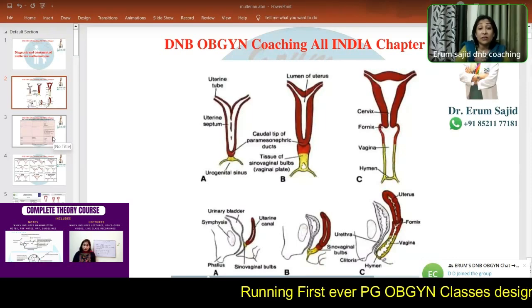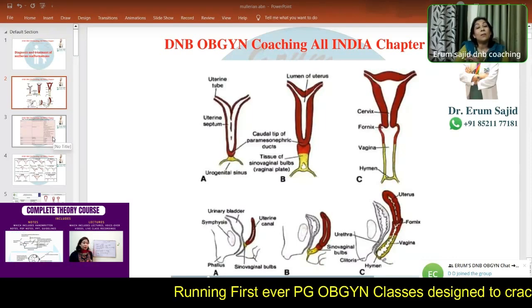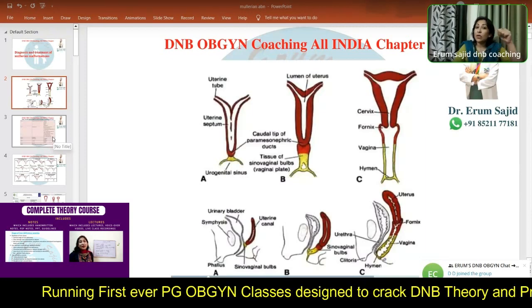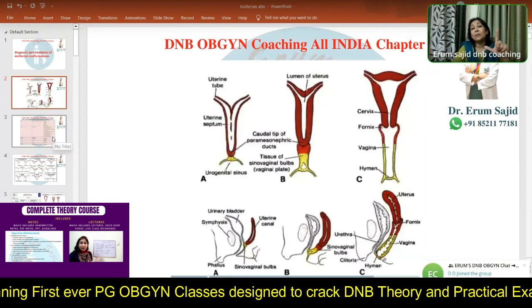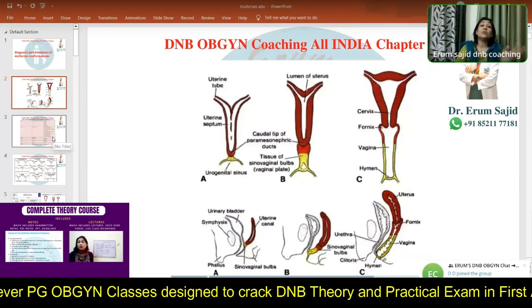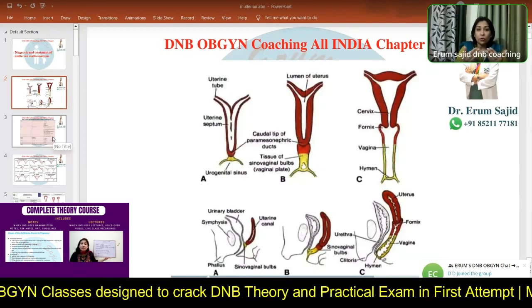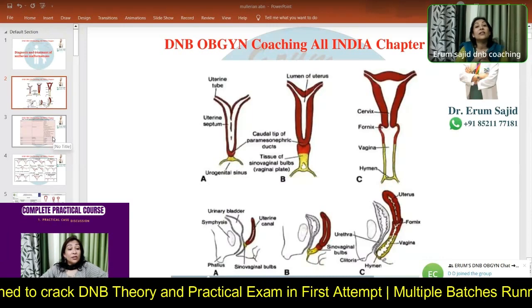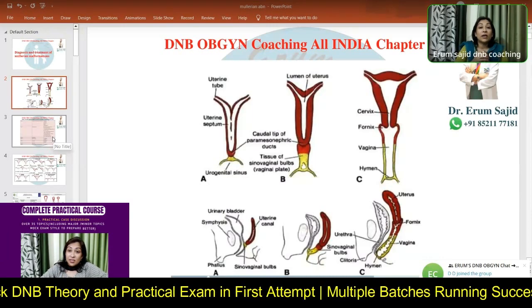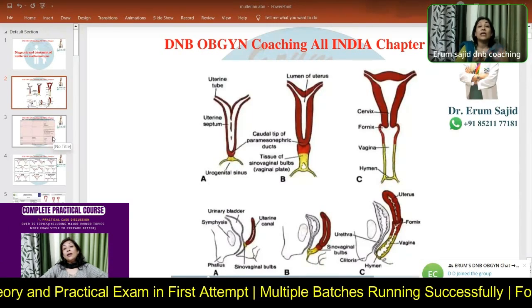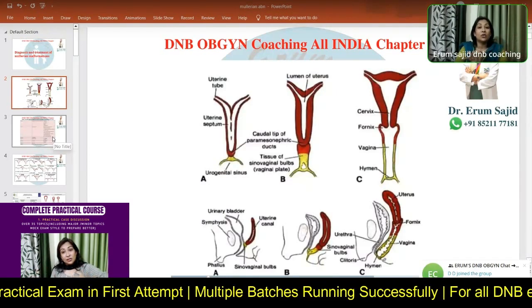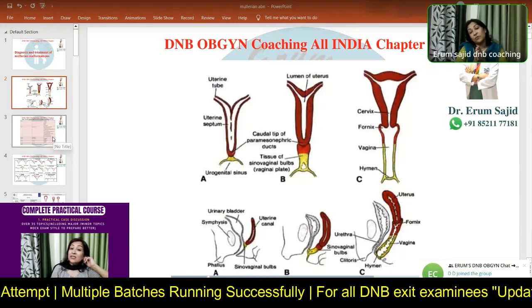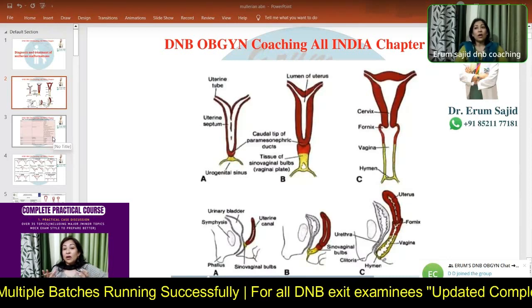Obviously, these people research a lot, and they come out with these different kinds of classification systems. So I've spoken about AFS and ASRM, both are American. Then there is one more system to be pondered over, which is the European system, ESHRE, the European Society for Human Reproduction and Embryology. Even this European society has come up with a classification system.